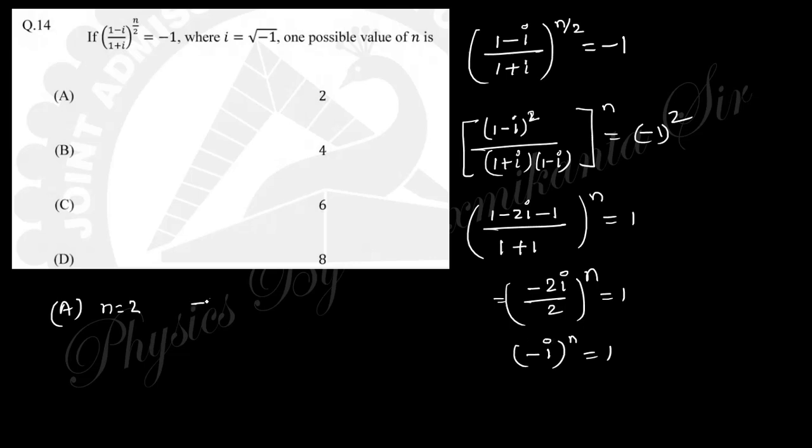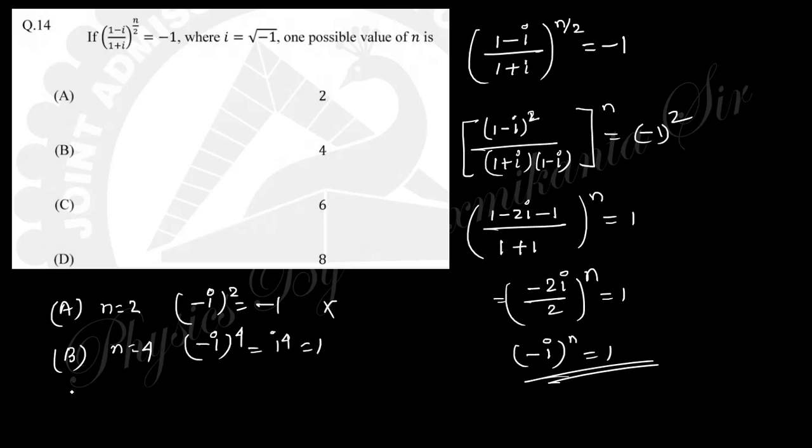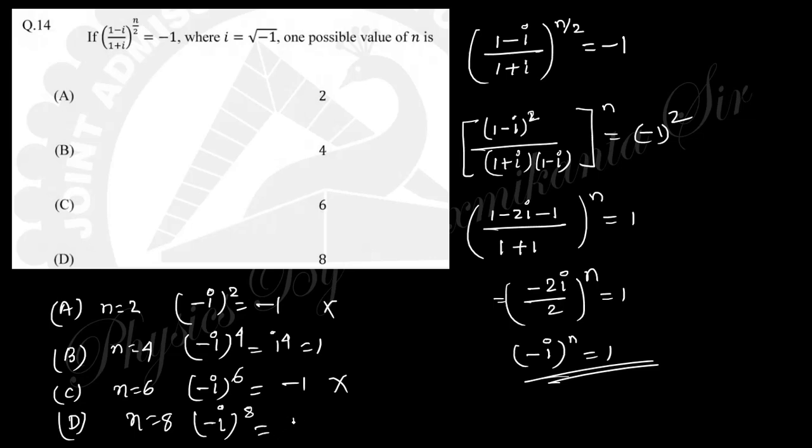Option A, n equals 2. If you put n equals 2, minus iota to the power 2 is iota square, that is minus 1. So this is not valid, not matched with this relation. Option B, n equals 4. Minus iota whole to the power 4, minus 1 to the power 4 is plus, and iota to the power 4 equals 1. Option C, n equals 6. Minus iota to the power 6: iota to the power 4 equals 1, into iota square, that is minus 1. Again this is not followed. Option D, n equals 8. Minus iota to the power 8, that is iota to the power 4 into 1, that is 1.